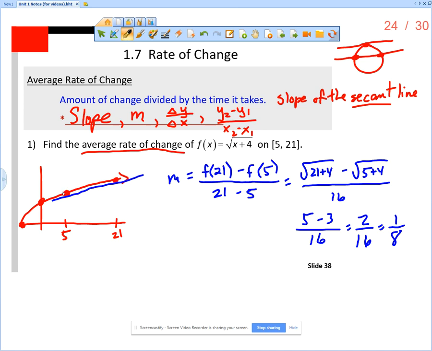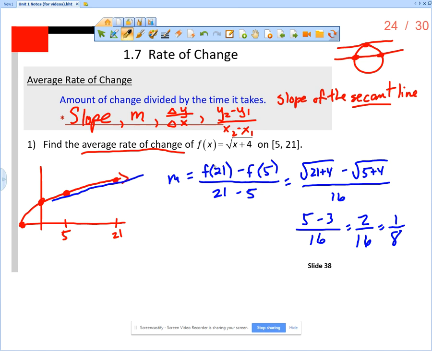So now look at this picture, all right? We are going from 5 to 21, we're going on a positively sloped line, so positive 1/8, of course, and not very steep at all, right? So up 1 and to the right 8. So this seems to be about right.